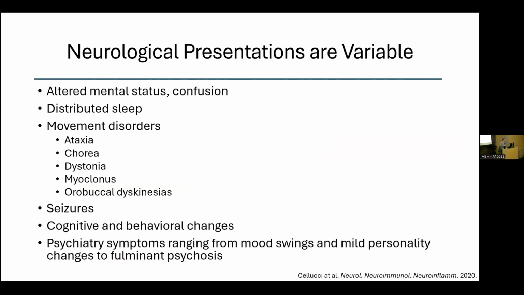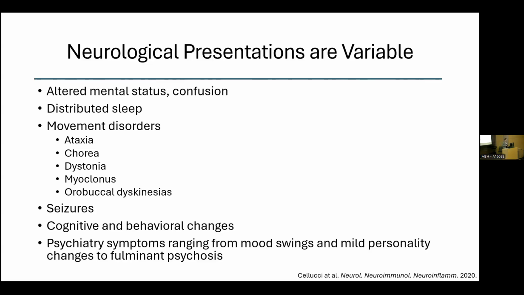Neurologic presentations can be super variable and can impact any neurologic domain. It can start with altered mental status and confusion, disturbed sleep as our patient had, and oftentimes this is a symptom that can be missed if you're not asking for it. Movement disorder, and seizures that can be multifocal, generalized, or purely focal. There can be cognitive and behavioral changes, and then a wide range of psychiatric symptoms ranging from mood swings and mild personality changes to fulminant psychosis, especially in NMDA.